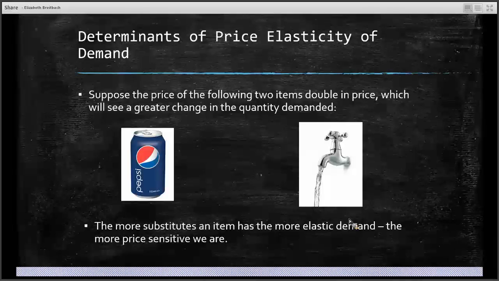And so in the case where we have a lot of substitutes, something like a can of Pepsi, that's going to have more substitutes and it's going to have more elastic demand. Water, City of Columbia water, that's going to have more inelastic demand because we don't have a lot of substitutes for that product.